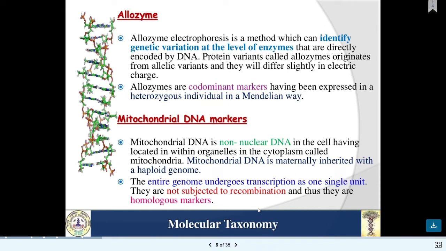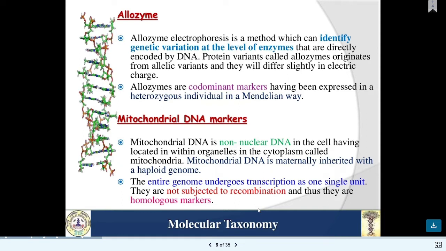Now what is meant by allele? Allele is the gene which is having a particular phenotypic characteristic. That's what we call an allele. An allele could be a group of genes or a single gene. Okay, now remember that.